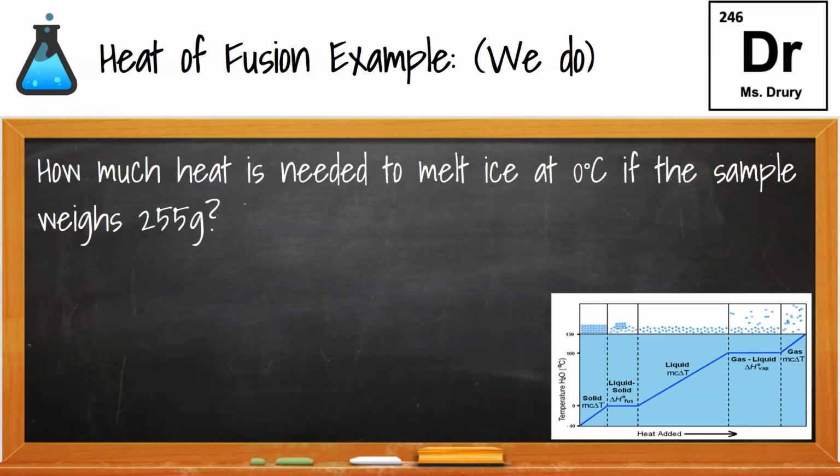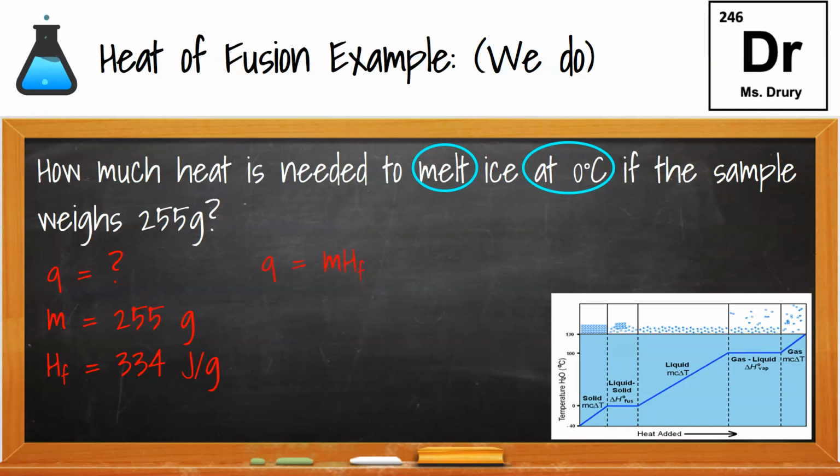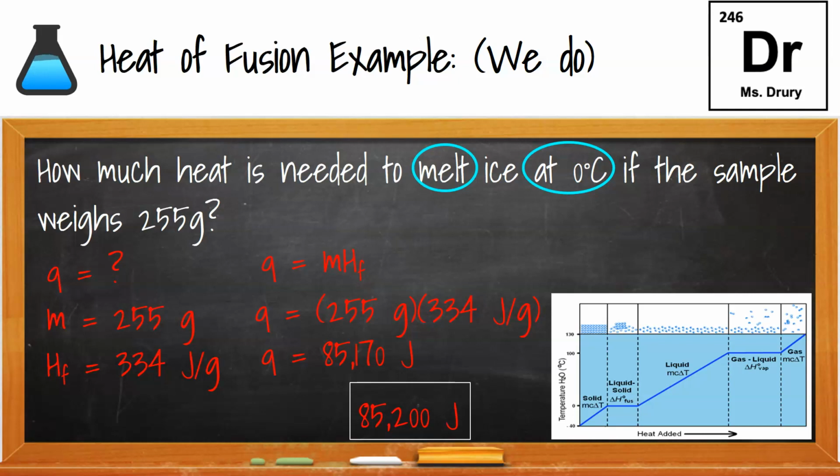How much heat is needed to melt ice at 0 degrees if the sample weighs 255 grams? So again, identifying that you're melting at 0 degrees, so it has to be the MHF formula, and then you're just multiplying the HF on your reference table by 255, noting that you have 3 sig figs, so this number is just a little too many sig figs, so rounding it to 85,200 joules. You're going to do this next one.